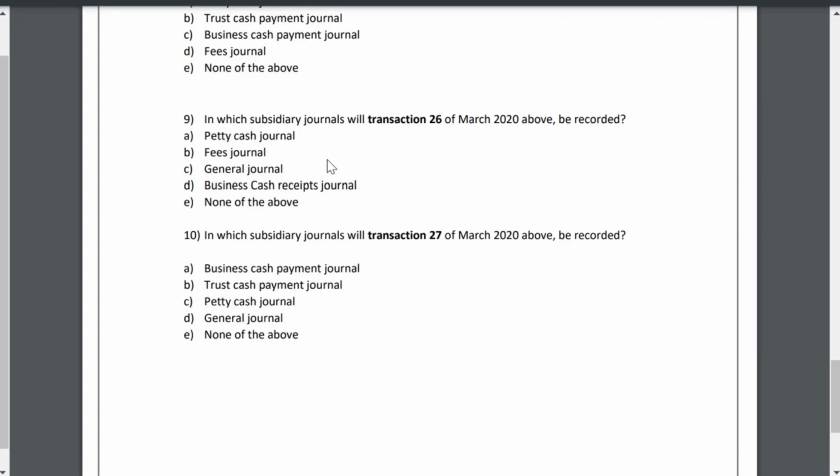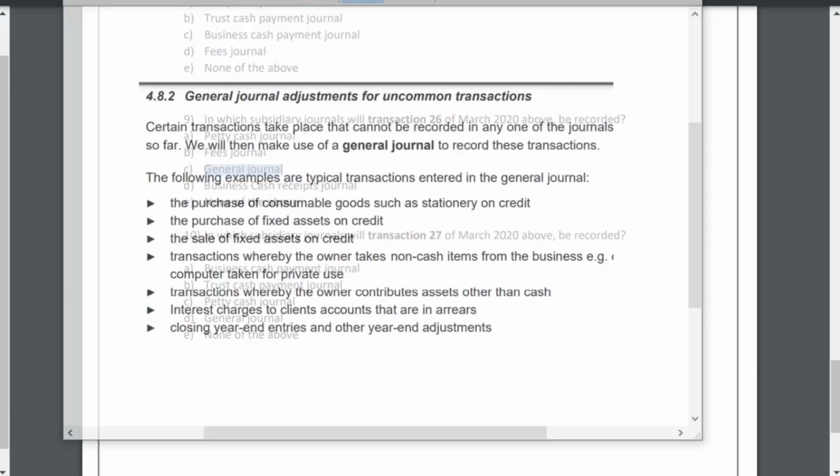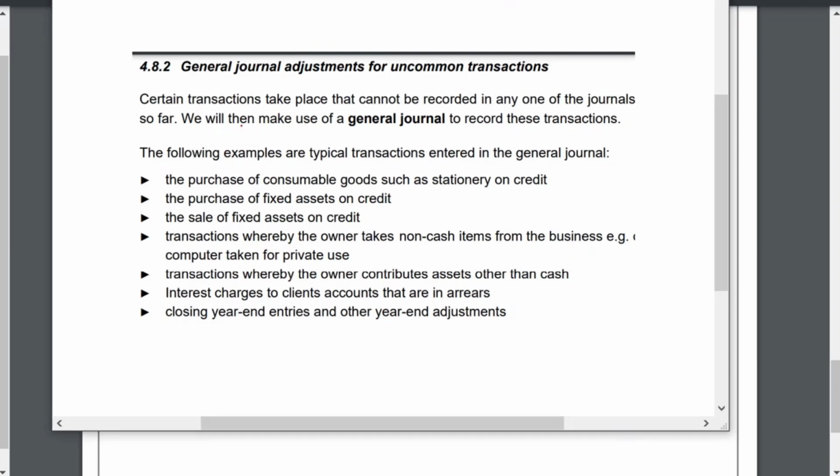So guys, the correct answer is C. Why am I saying the answer is C? This forms part of the general journal, but under which point? Can you just tell me, guys? There are points 1, 2, 3, 4, 5, 6, 7.